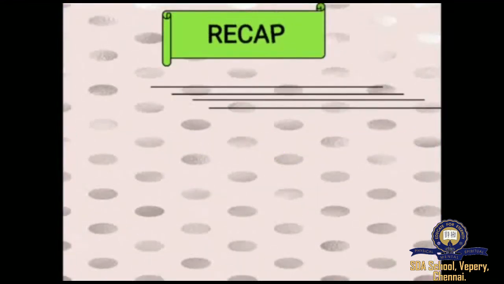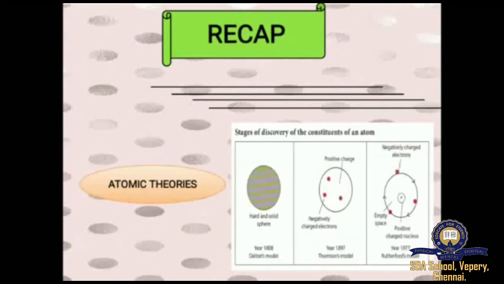We will do a recap of what we learned in the previous class. We learned about atomic theories, right? We learned 3 atomic theories proposed by Dalton, Thomson and Rutherford about the atom. The first is Dalton's atomic theory. He said the atom is spherical in shape. The second is Thomson's theory. He said atoms have both positive as well as negative charge, and since the positive and negative charges are equal, the atom as a whole does not have any resultant charge.